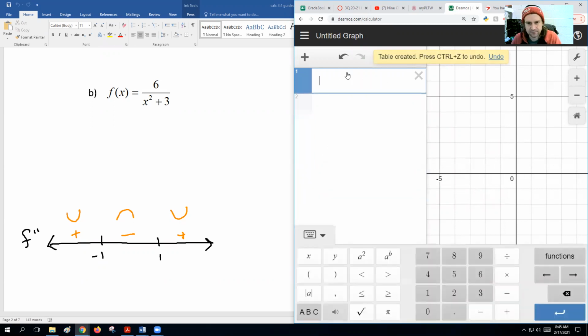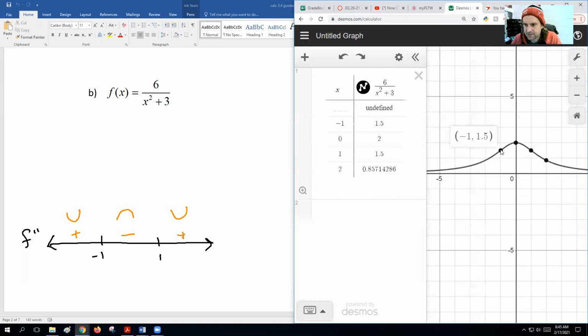Undo. All right, so here's 1, here's negative 1, and we can see everything before negative 1 is curving up. In between negative 1 and 1, it does curve down, and then after 1, it curves up again. Okay, cool. So there's the second derivative.